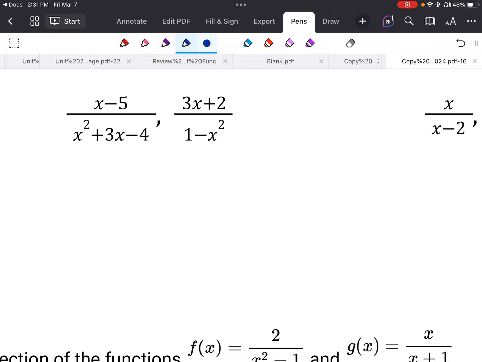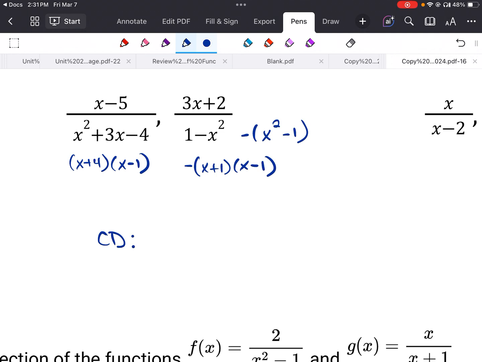Okay, here again we need to factor. So this first one, simple factoring, we're going to end up with x plus 4, x minus 1. And then we have, it looks like a backwards difference of squares. So by taking the negative out of it, I create the difference of squares that I want. So the denominator will become minus, with x plus 1, x minus 1.